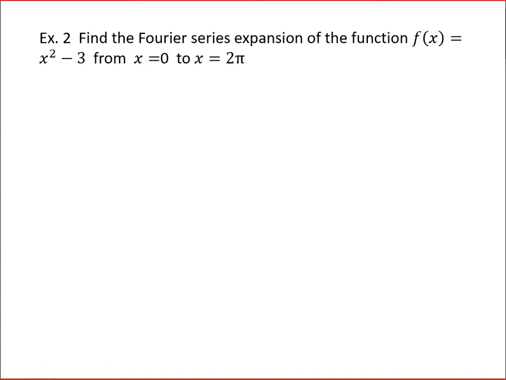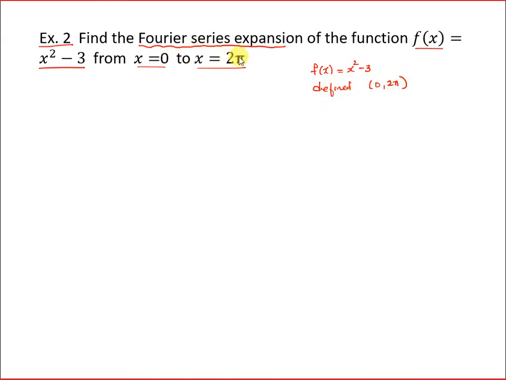You can see here is an example on the Fourier series. What we need to do? Find the Fourier series expansion of the function f of x, which is given by x square minus 3, defined over the interval from 0 to 2 pi. So what we got? We get the value of f(x) as x square minus 3. This is our function which is defined over the interval 0 to 2 pi.